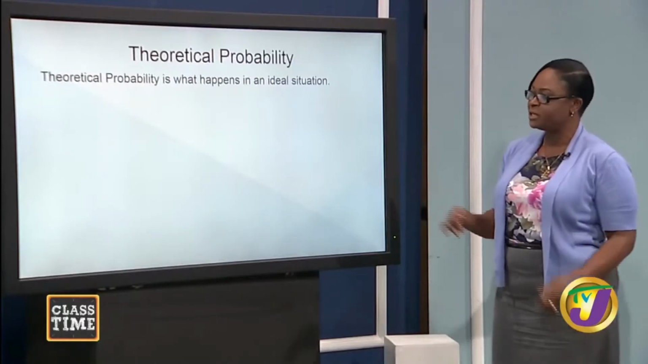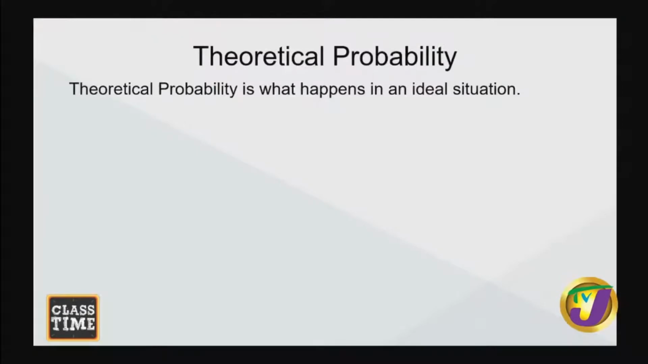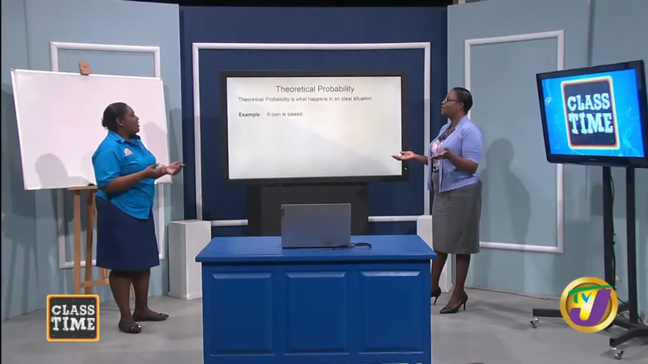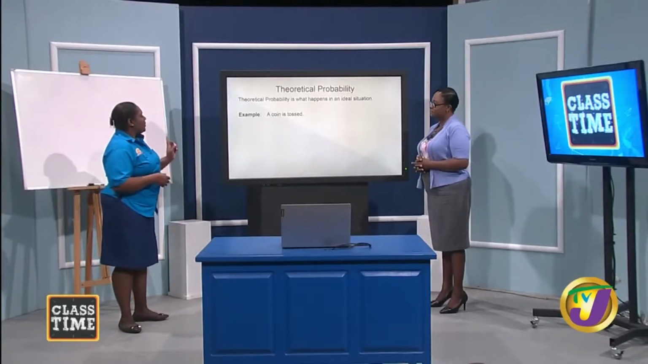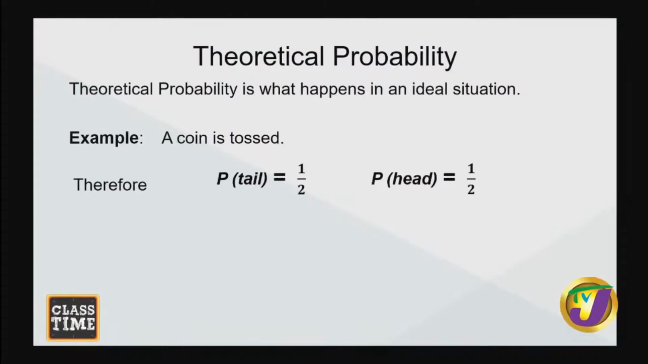Okay, so we go to theoretical probability. Theoretical probability occurs when an ideal situation occurs. So a coin is tossed. What's the ideal situation? You either get a head or a tail. So the probability for getting a head or a tail would be 1 out of 2, or for getting a head, it would be the same, a half, in theory.